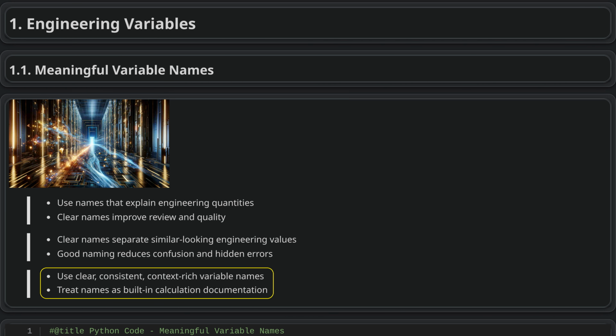Use clear, concise, and consistent names for values in engineering projects. Names should show the relevant context, such as the dimension being described or whether a load is existing or proposed. This makes calculations easier to understand, especially in collaborative work, and helps maintain clarity and traceability.